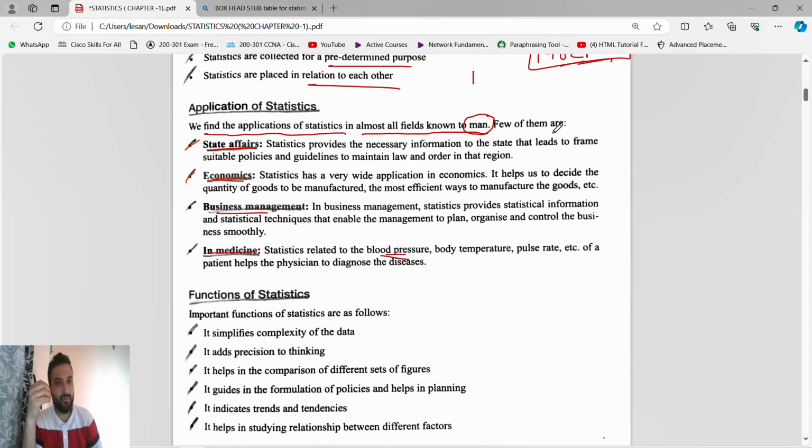Because if we want to buy anything, or want to take admission or whatever, first of all we will do the research, we will ask people, we'll see the reviews, ratings, everything. So that is collection, presentation, analysis about the rating, whether it is good for health, then a summary that this is the final thing, we'll go with it. So everywhere we are using statistics. And guys, see this the phrase is field known to man.